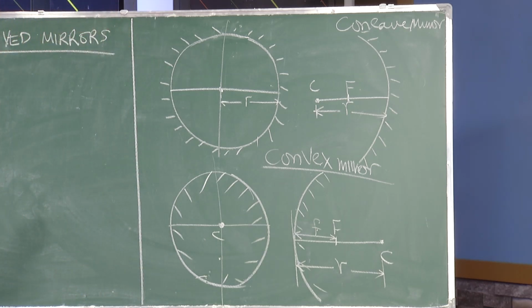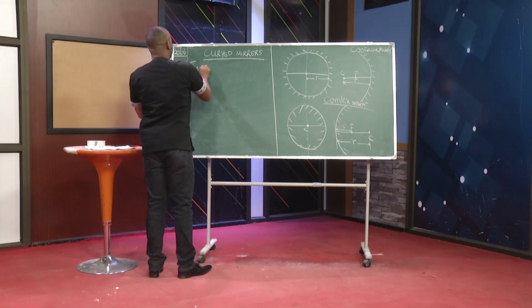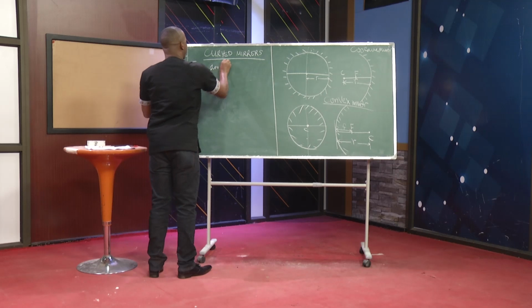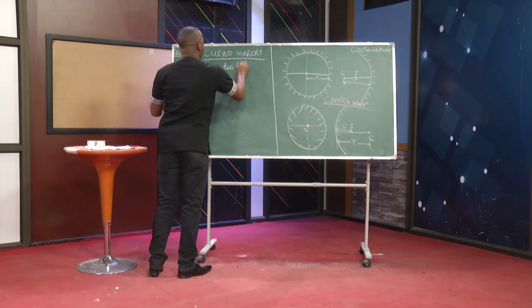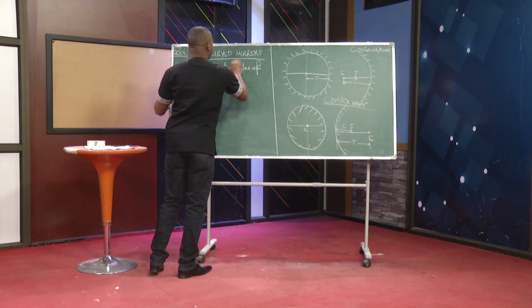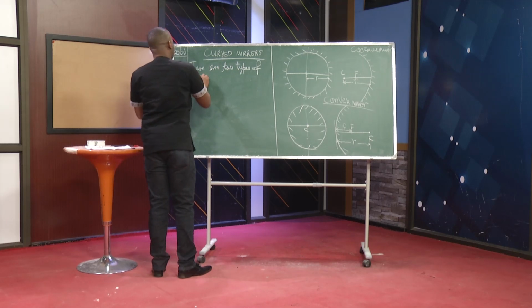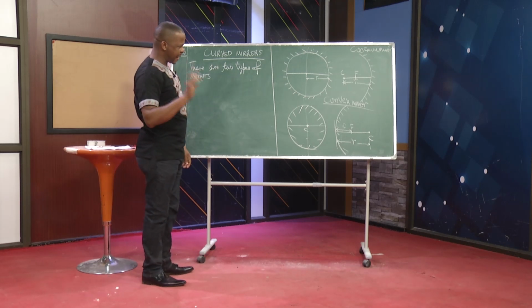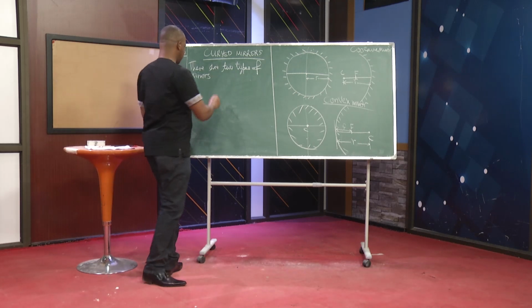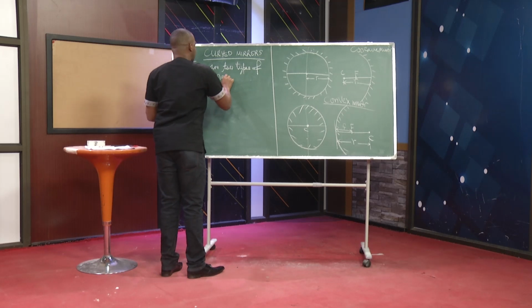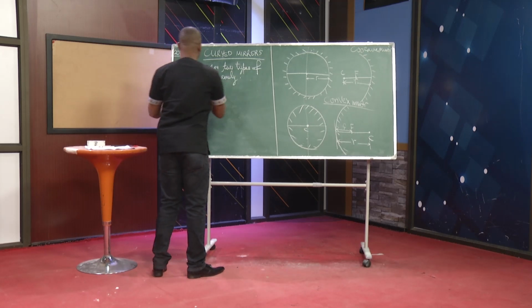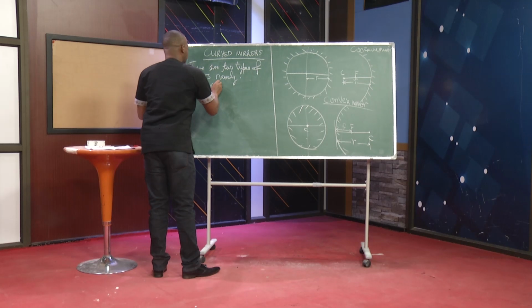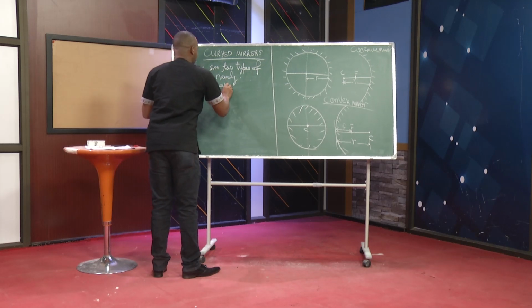But I want to emphasize that there are two types of mirrors. Any student following this lesson, irrespective of their level by now, knows the two types of mirrors. If we are asked to name them, we can say we have the concave mirror and the convex mirror.